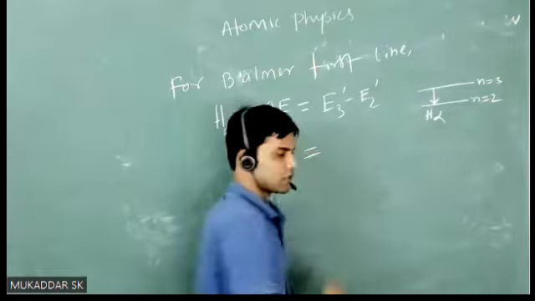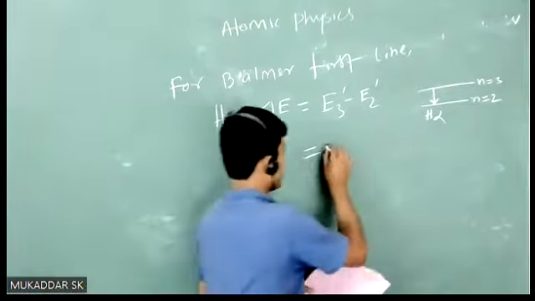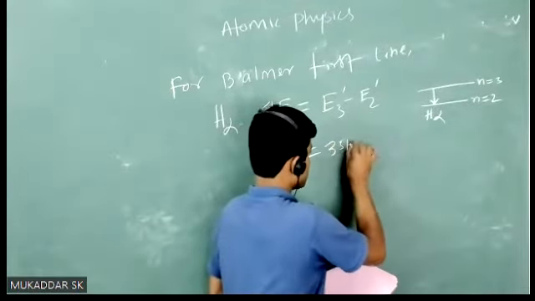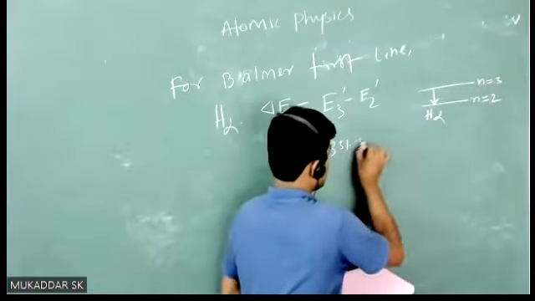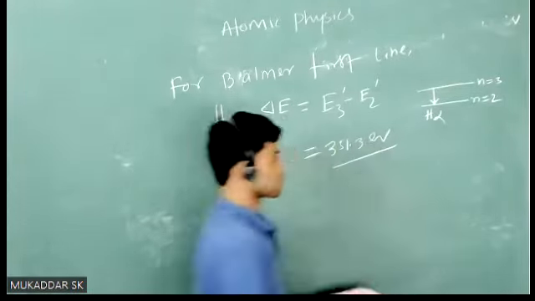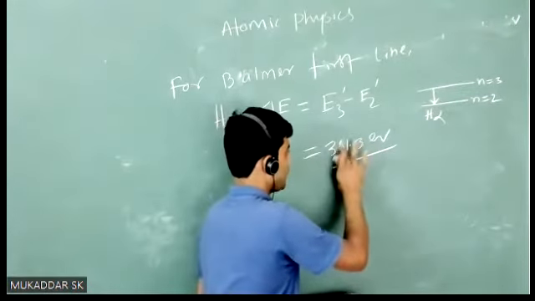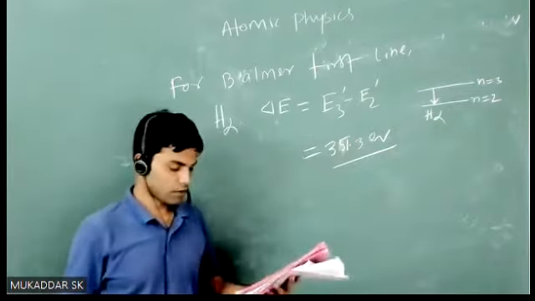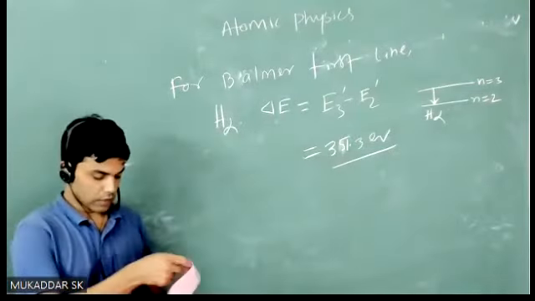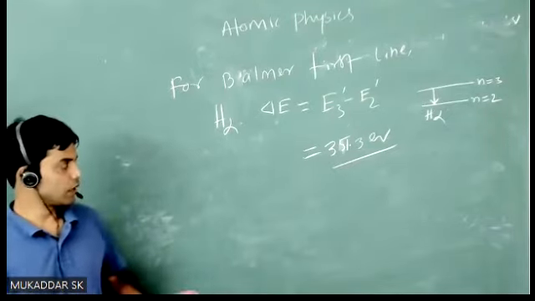If you do this calculation, how much are you getting? Approximately you will get, please note that these are approximate numbers, 351.3 electron volt. Okay, everyone got this? Yes, sir. Okay, shall I proceed?